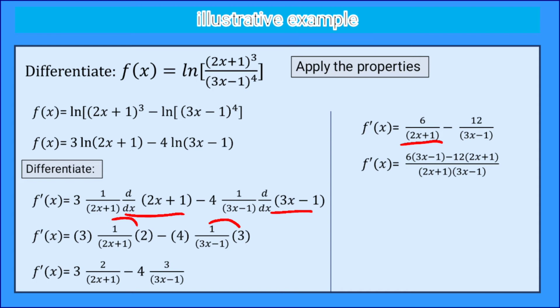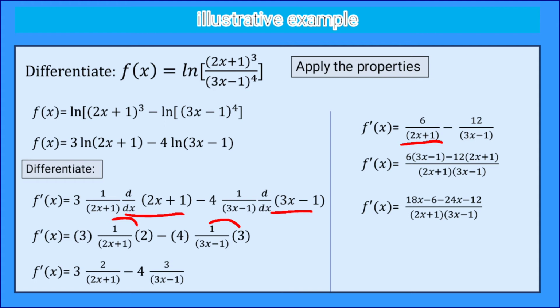And then distribute the 6 to our 3x minus 1, and then distribute negative 12 to 2x plus 1. So we have 6 times 3x is 18x, minus 6 times negative 1 is negative 6. That's why it becomes 18x minus 6. And then negative 12 times 2x is negative 24x. Negative 12 times 1 is negative 12. So right now our equation is f prime of x is equal to 18x minus 6 minus 24x minus 12.